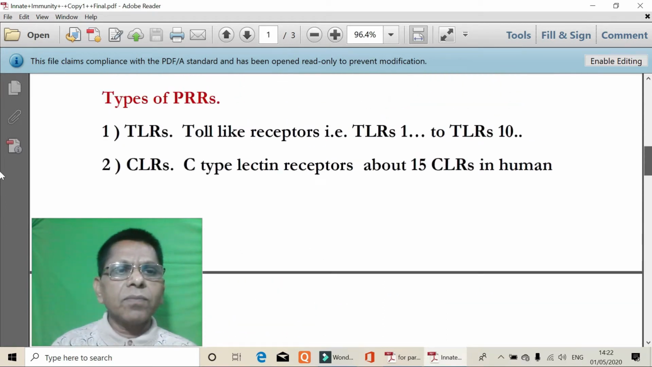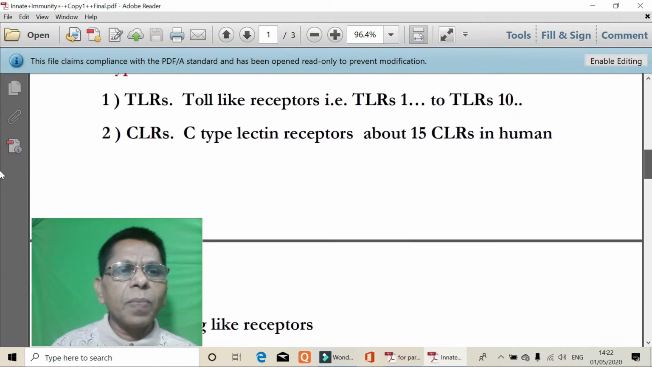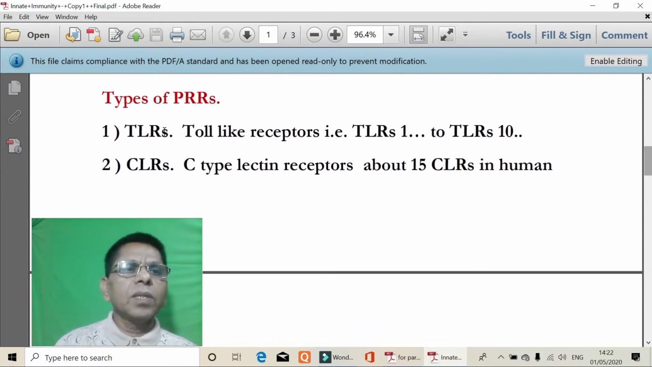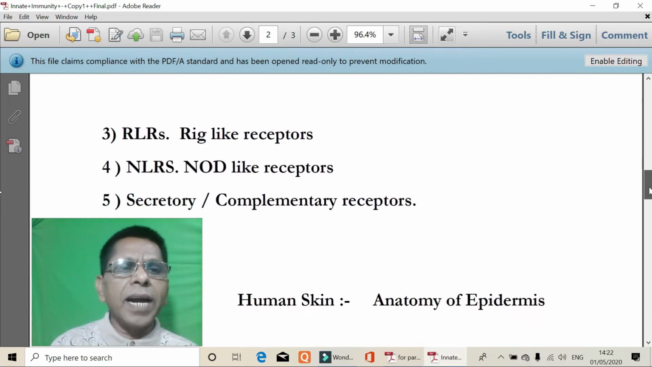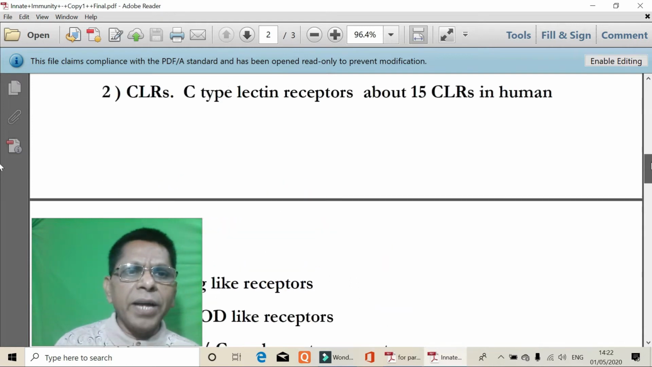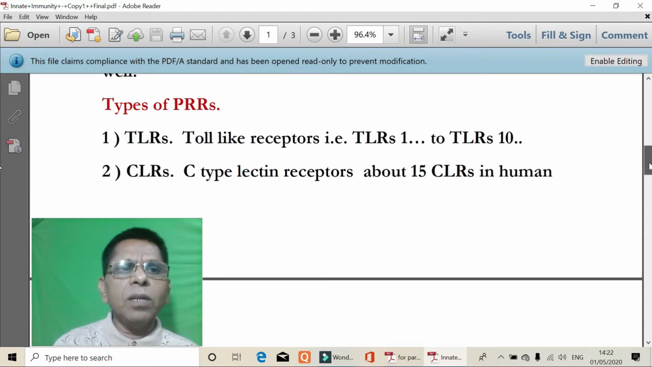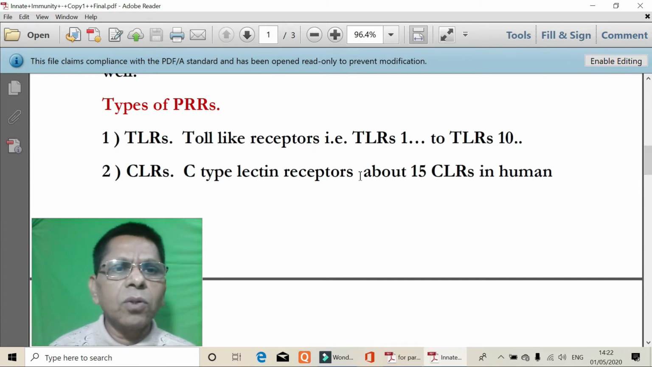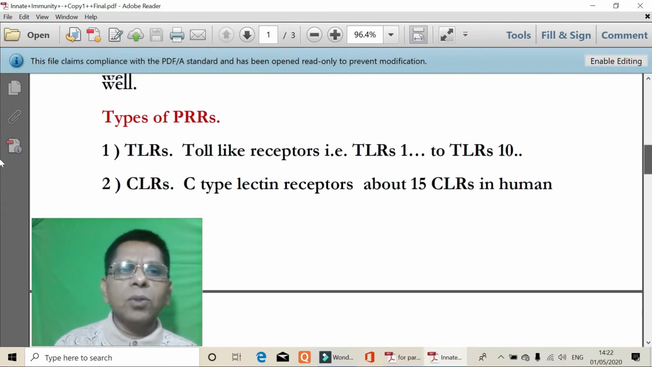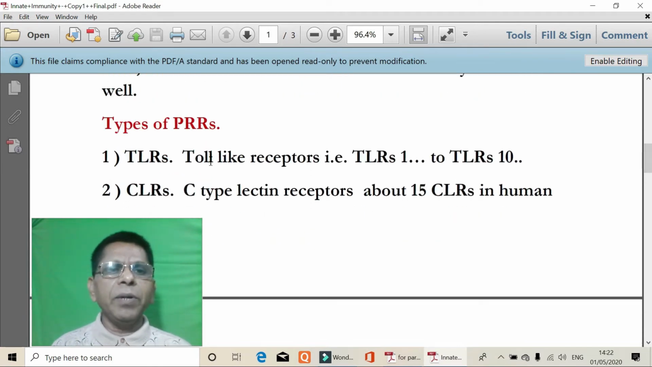So out of this, the first 4 are very important. Out of these first 4, the first 2, that is TLRs and the CLRs, are called the surface receptors. And the third and fourth are generally called the intracellular receptors, since they are present within the cells of the components of the immunity system. So out of these 5, I am going to explain to you all the first one, that is toll-like receptors. So my dear friends, how did the name toll come into being?